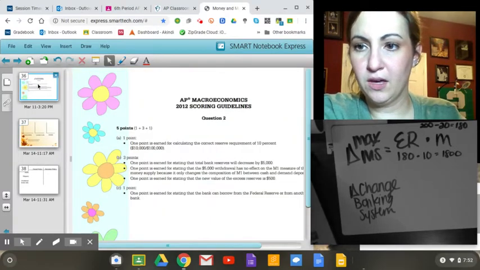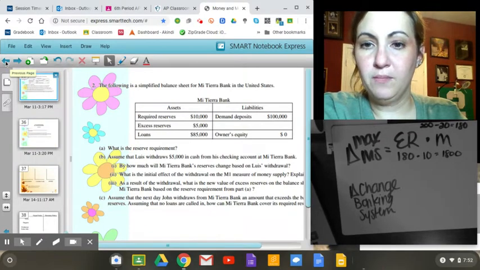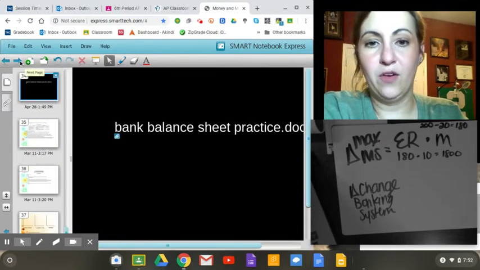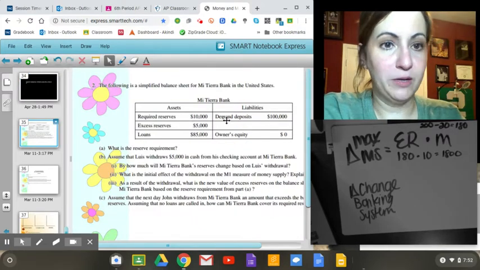I'm looking. It's not popping up. Okay, here we go. Here's an example of a bank balance sheet, and we're going to do this FRQ in just a little bit.